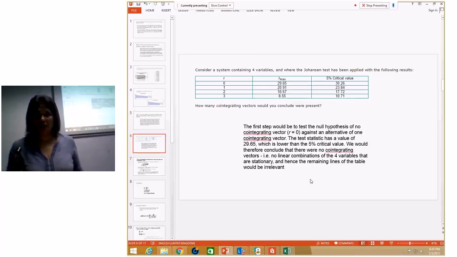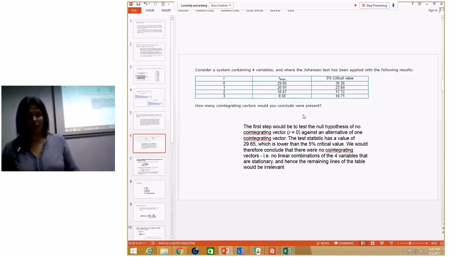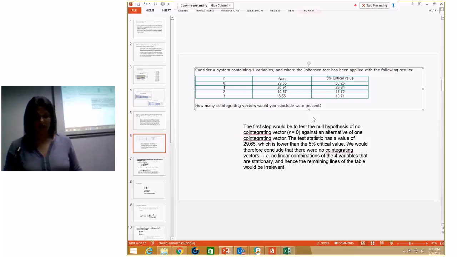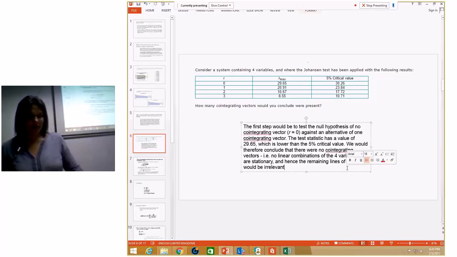Here is another one: how to test for cointegration. We use the maximum eigenvalue and the cointegration vector. If these values are less than the critical value, that means there are no cointegration vectors.